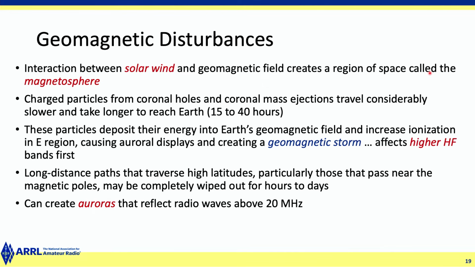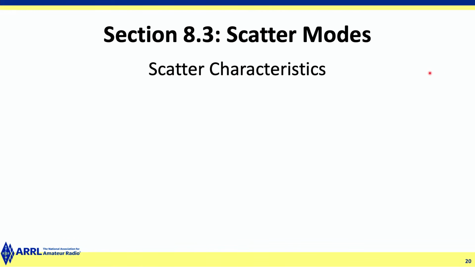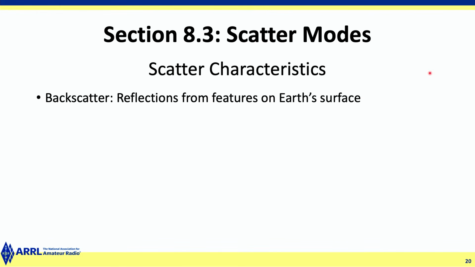They create the auroras that can reflect radio waves in the VHF range. And it can be strongest on 2 meters and 6 meters, and you tend to get modulating signals like a hiss or a buzz. All right, we're almost done, just 4 slides left. I'm going to talk about scatter modes.